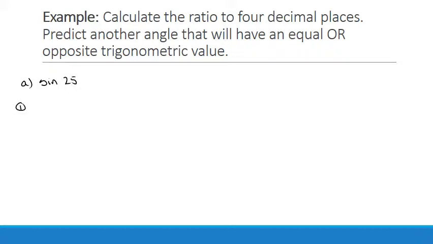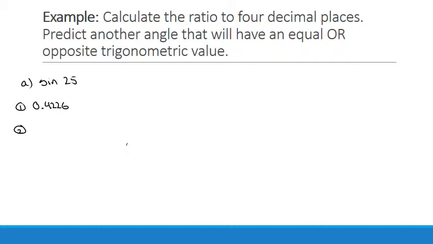So again, get out your calculator. You just hit the sine button, sine 25, or depending on the calculator, you might go 25 then sine. Once again, make sure you're in degrees. So the value here ends up being 0.4226. Now the next part is we need to predict whether we can find an angle that will have an equal or opposite value.